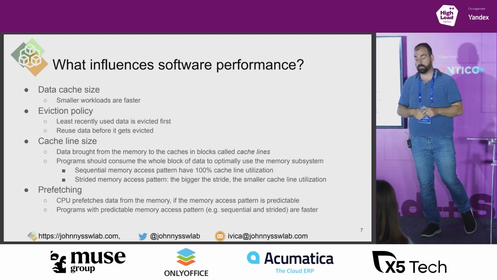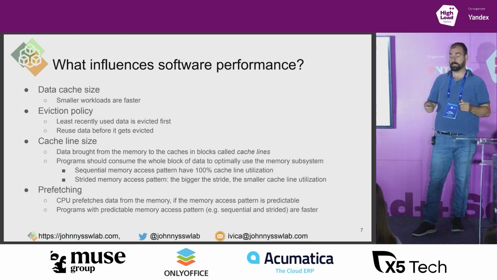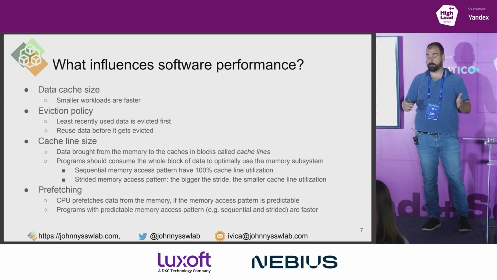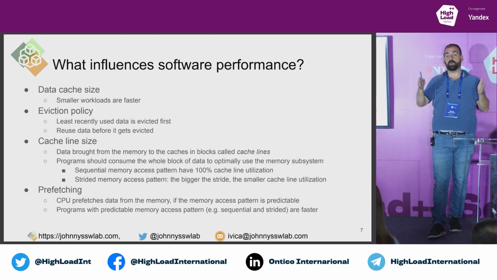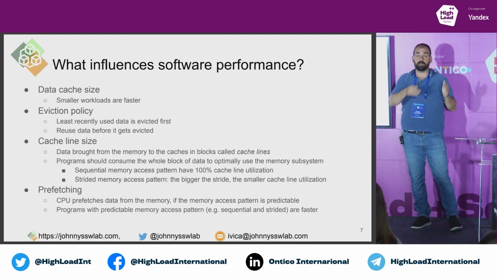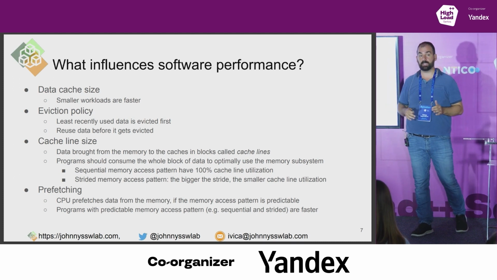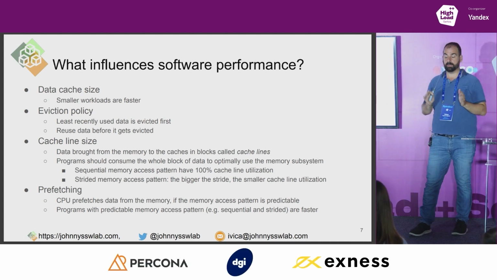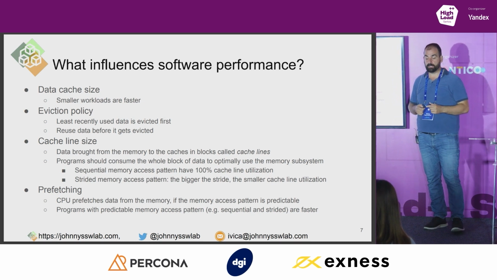And you want to use it all. With regards to cache line size, cache line utilization, sequential access is the best. With sequential access, you're always using all the data that is brought from the memory to the data cache. When you have jumps, or random memory accesses, that is not necessarily the case. You can make it, but it's not the case. And finally, one more mechanism is called prefetching.